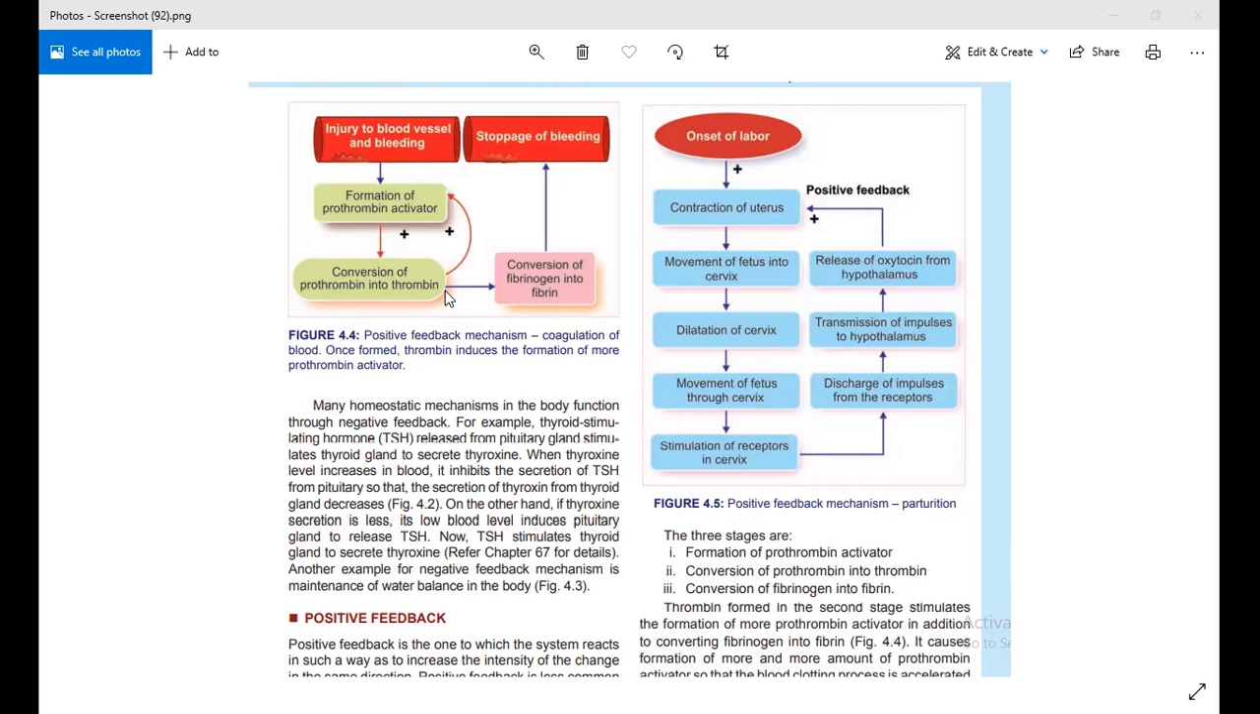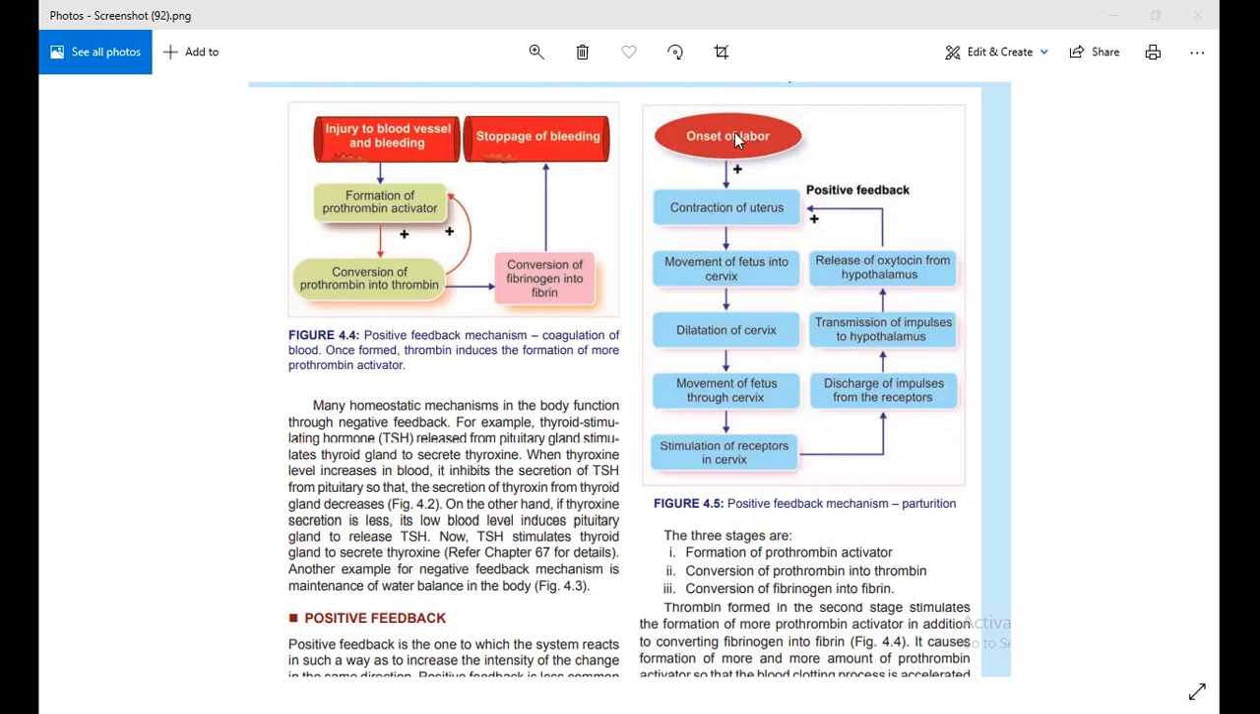Do you understand that? Yes, sir. Good. Now, another example of positive feedback is labor, when a woman is in labor and she wants to give birth to a child. Once there is an onset of labor, that process does not stop until the child is born.